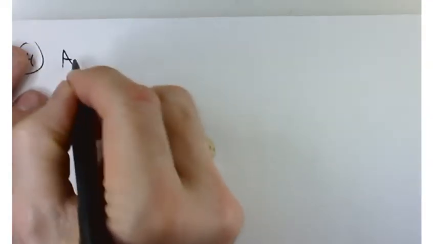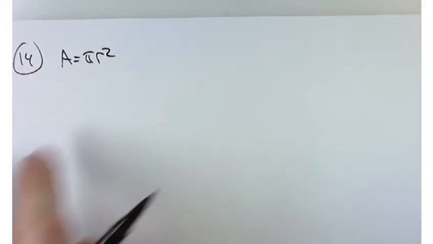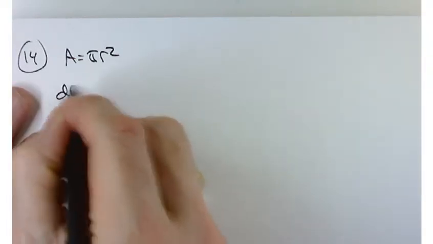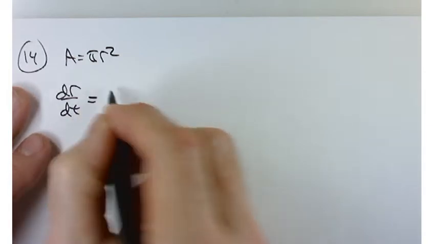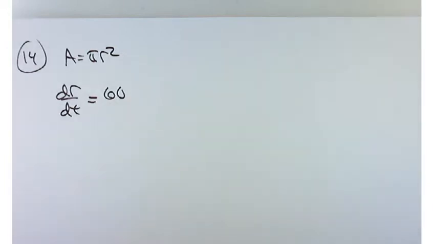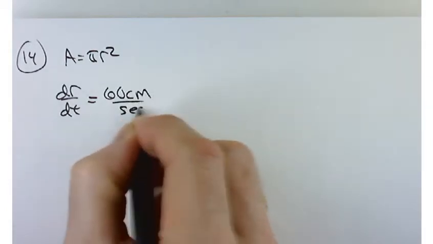Let's go back to the problem. It says a stone is dropped in a lake, creating a circular ripple that travels outward at a speed of 60 centimeters per second. So we have A equals pi r squared. And what they're telling us is the rate of change of the radius, dr/dt, which is 60 centimeters per second. I want to get the units right. Yes, centimeters per second.